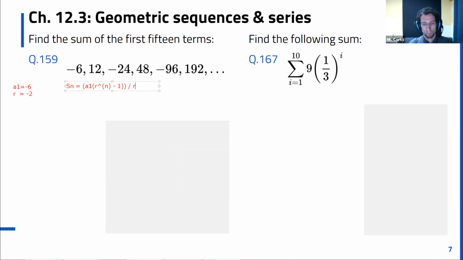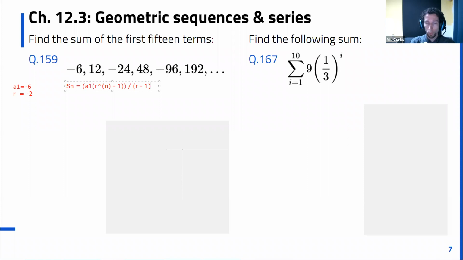R minus 1, maybe, or negative 1? 1 minus R? Oh, yes. R minus 1 or 1 minus R? R minus 1, because the modulus of R is greater than 1. Okay, so our absolute value of R is greater than 1.